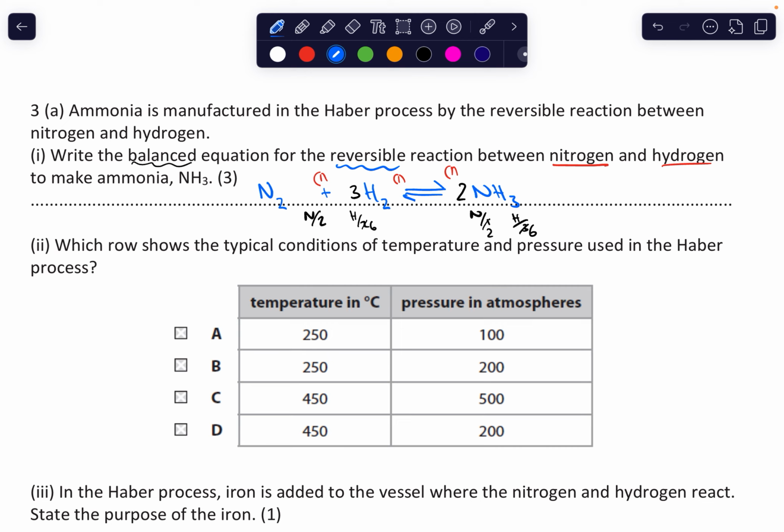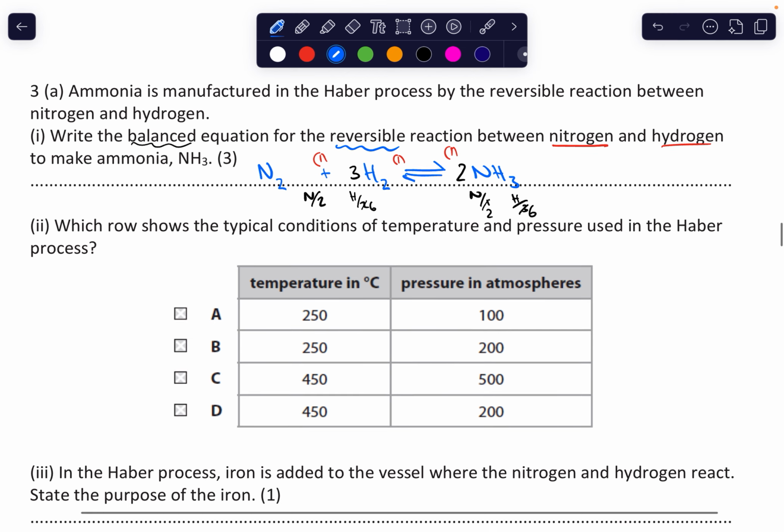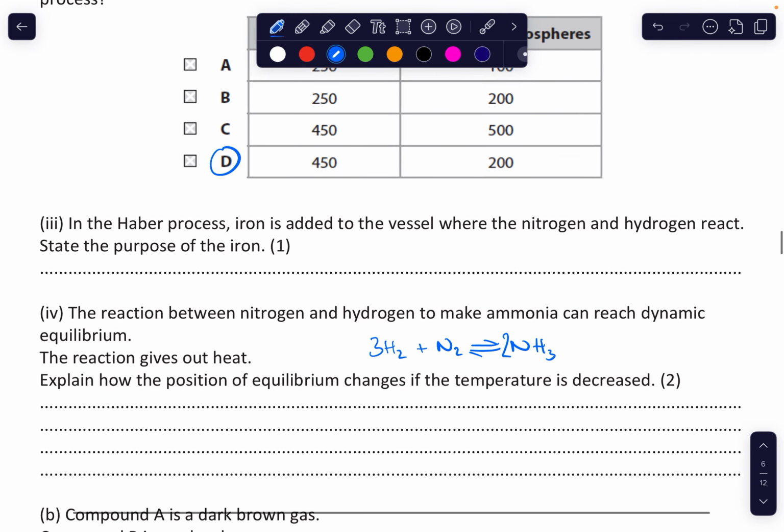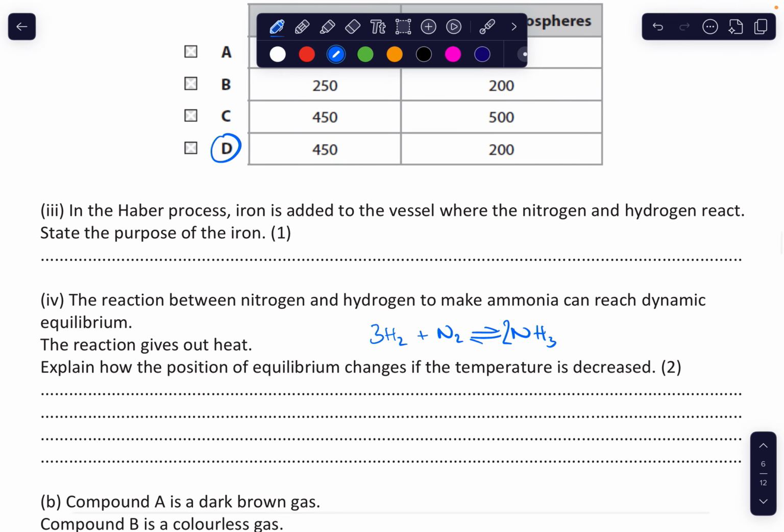Okay, so conditions for the Haber process. Again, a little bit of core knowledge. You know the temperature is 450 and the atmosphere is 200. If you don't know that, then go and learn it because you need to know those conditions. Okay, the purpose of the iron is to act as a catalyst. Remember, catalysts make reactions go more quickly.